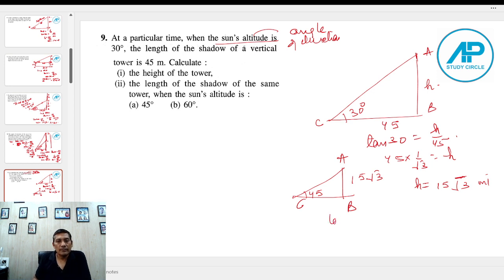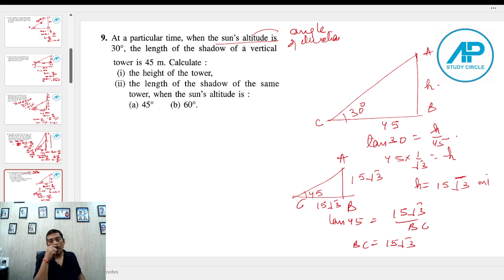Tan 45 equals to perpendicular upon base. BC is 15 root 3. Value of BC is 15 root 3. Value of AB is also 15. When altitude of sun is 45, the length of shadow would be 15 root 3 meters. I hope you understand and try it with 60-degree angle.